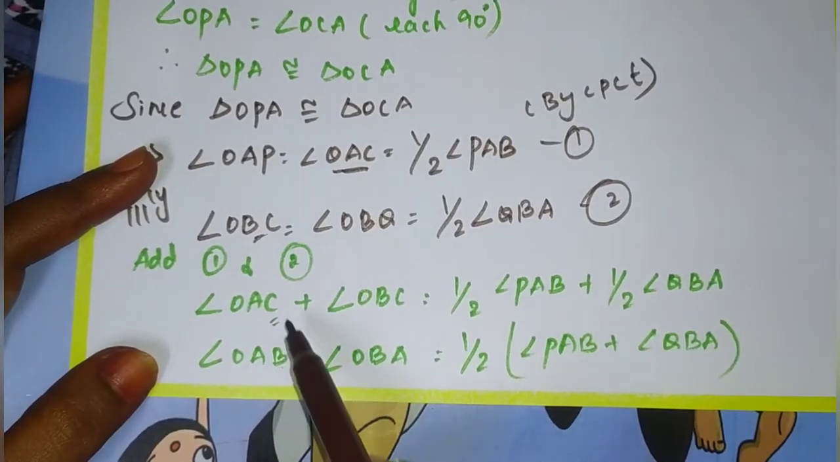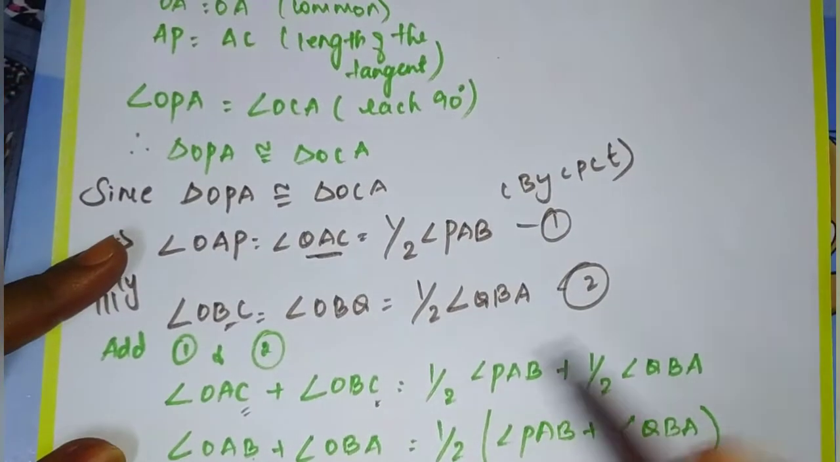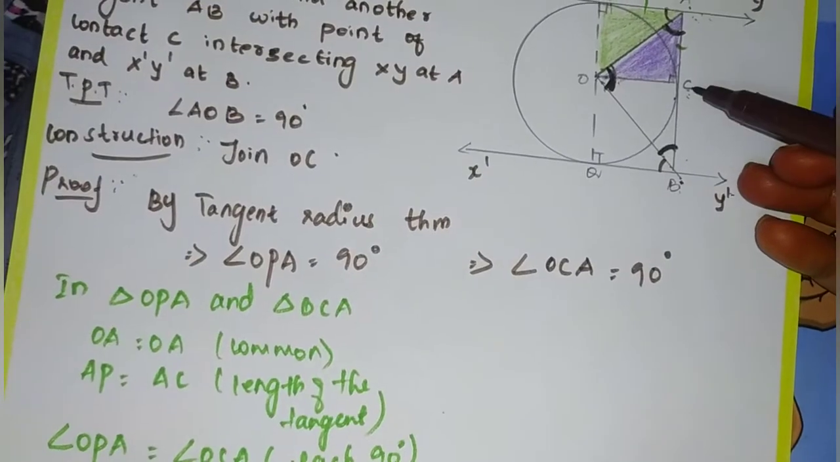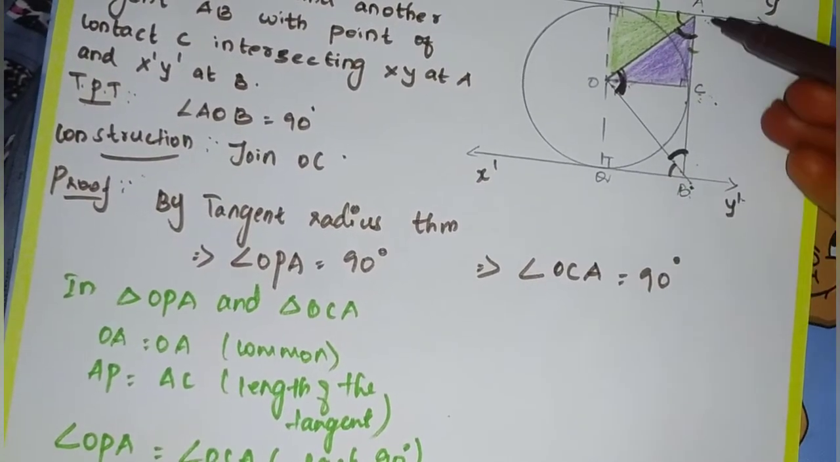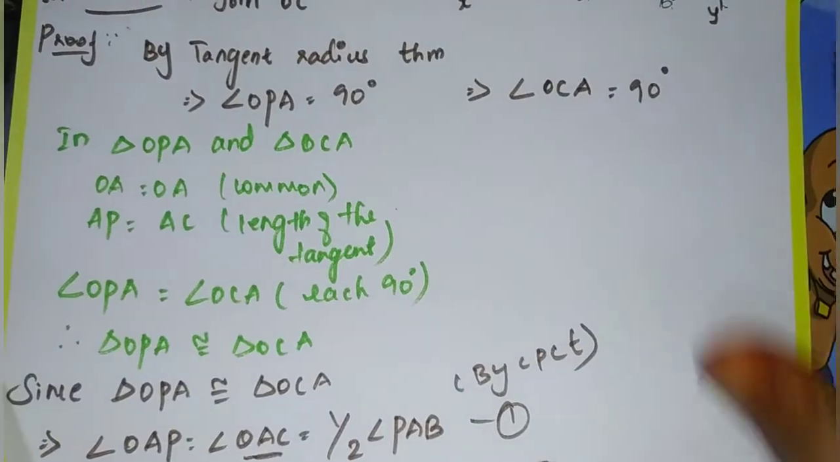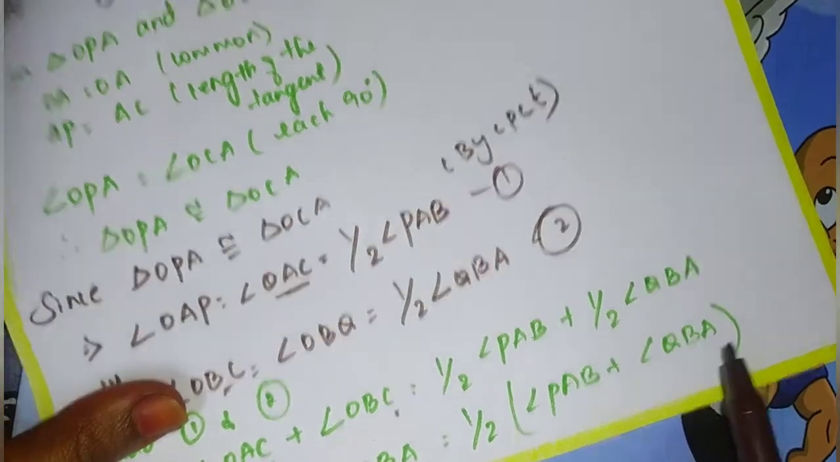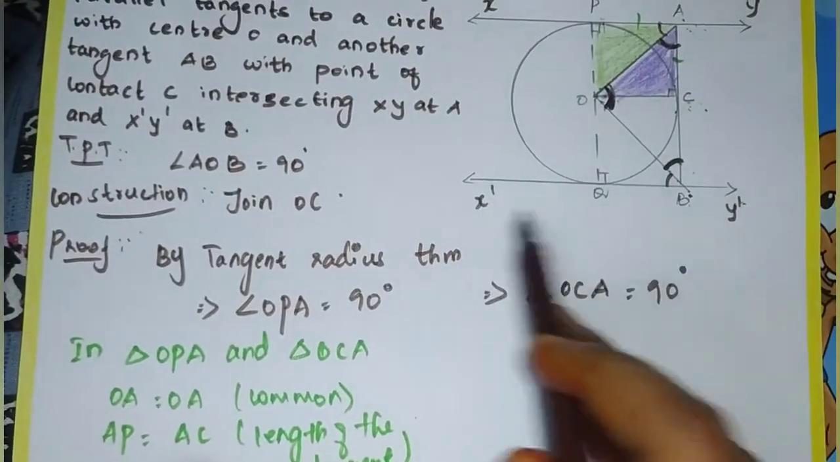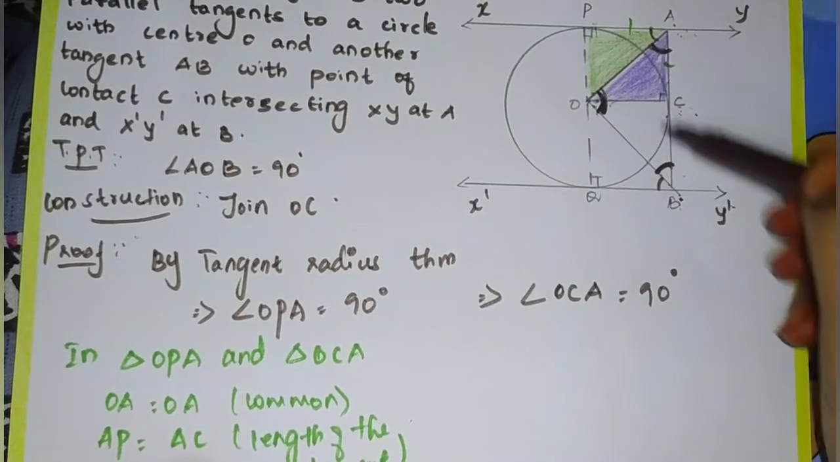Instead of this C, I'm going to write B. Instead of this C, I'm going to write A. That's nothing but C, so instead of that you are going to write B and A. That's it. Okay, and then if you add these two angles, you will get 180 degree. How is it? Two lines are parallel and these two are consecutive interior angles.